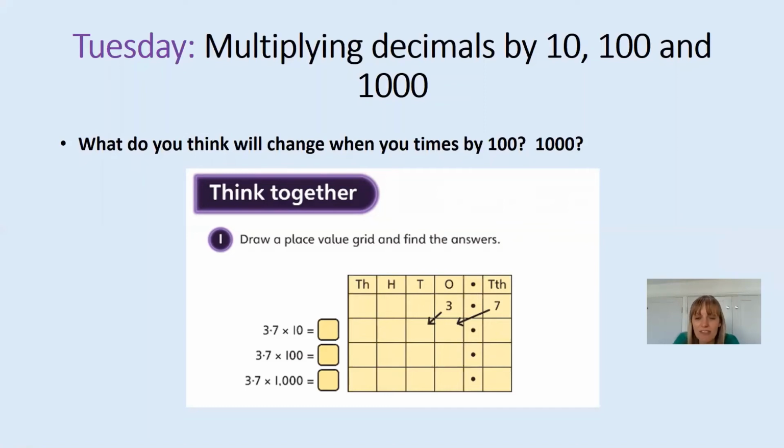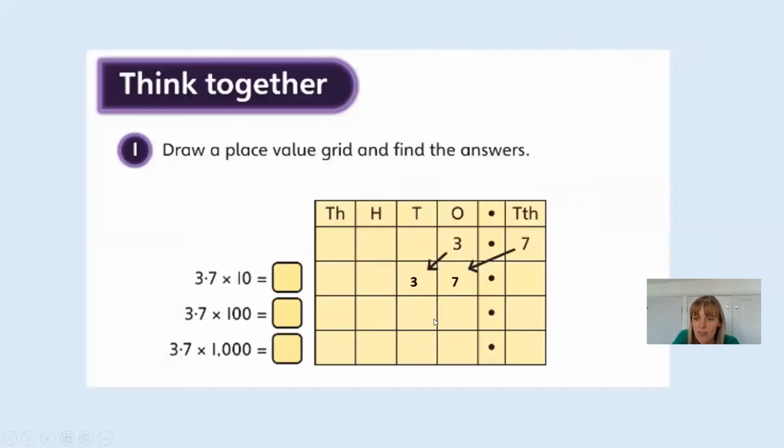Anyway, 3.7. First of all, let's look at the first question. See if I can find my mouse so I can point. Here we are. So 3.7 times 10. This is what we did yesterday. Everything's got to move one place. So the 3 ones is going to go into the tens column. The 7 tenths is going into the ones. So our answer is going to be 37. Did we all get it? Hope so.